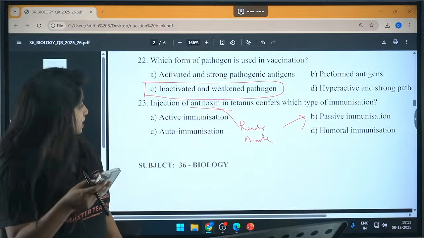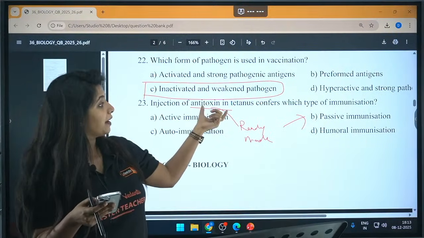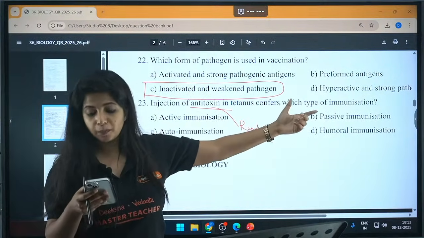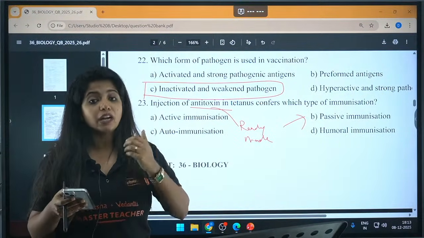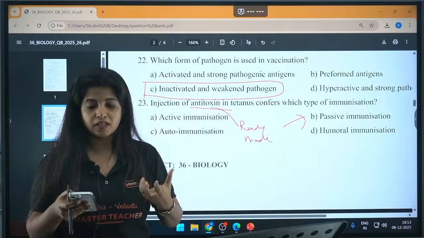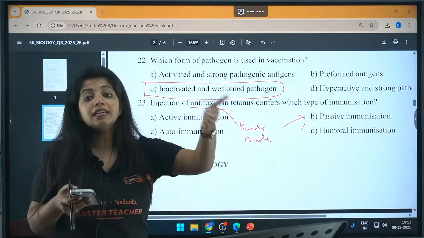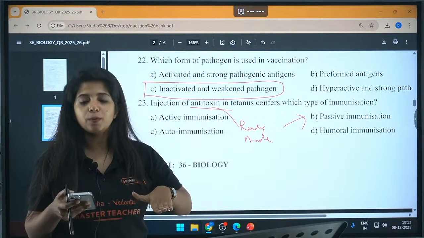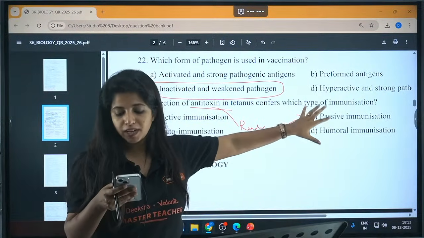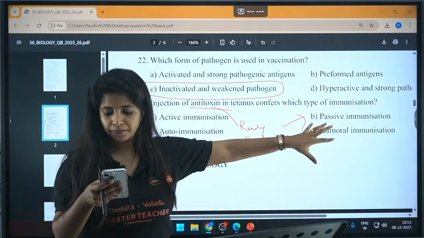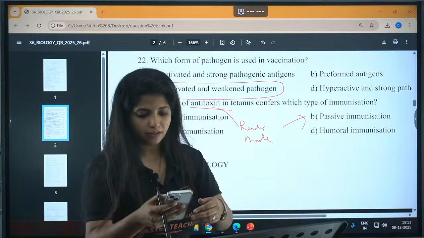Sagar, Putta is asking to repeat it. Injection of antitoxin in tetanus confers which type of immunization? I told you antitoxin contains ready-made antibodies. And when you are not relying on your body to produce antibodies, rather you are intaking some ready-made antibodies, this type of immunization is known as passive immunization. Okay, passive immunization. Fine.